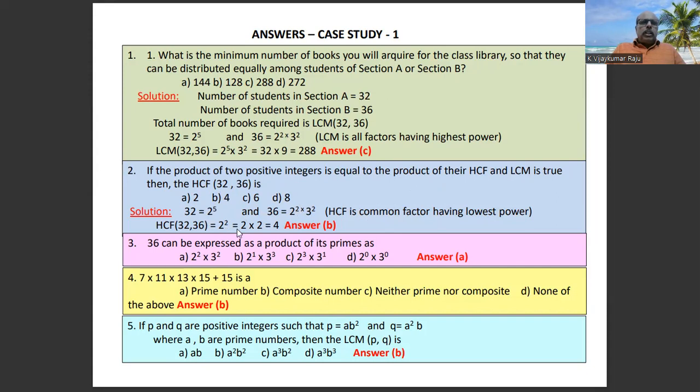So 2 raised to 2, that is 2 into 2, that is 4. So 4 is the highest common factor for these two numbers. Okay. HCF of 32 and 36 is 4. So your answer B is the correct answer.